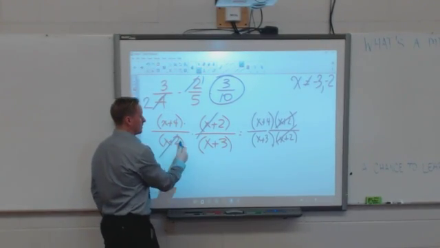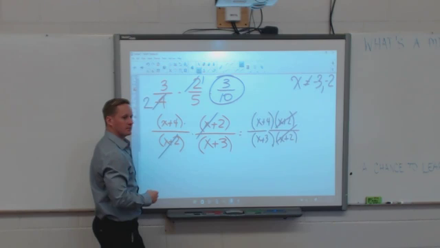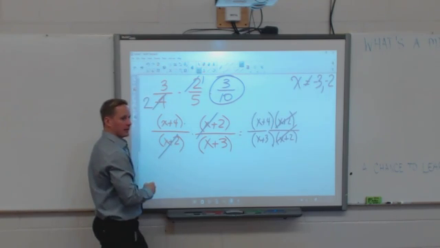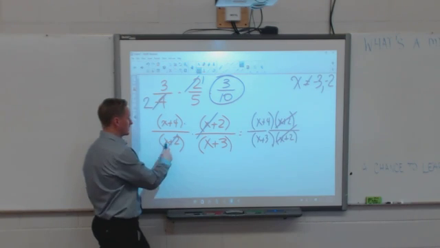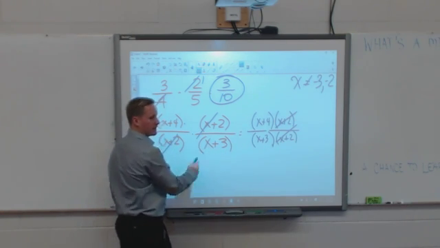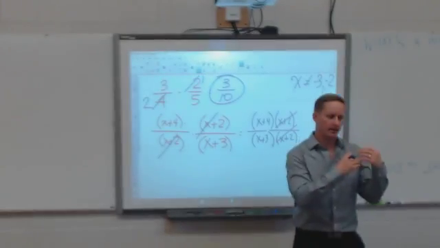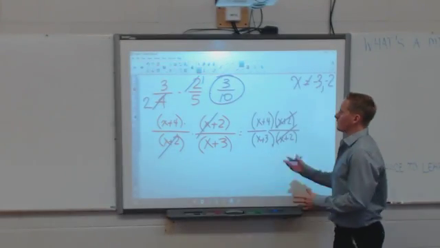I can't have a 0 on the bottom of either of these 2 fractions. So what can x not equal here so that it doesn't equal 0? x plus 2 can't equal 0, x plus 3 can't equal 0. x can't equal -3 and -2. So I'm going to come back to this. I just wanted to show you.